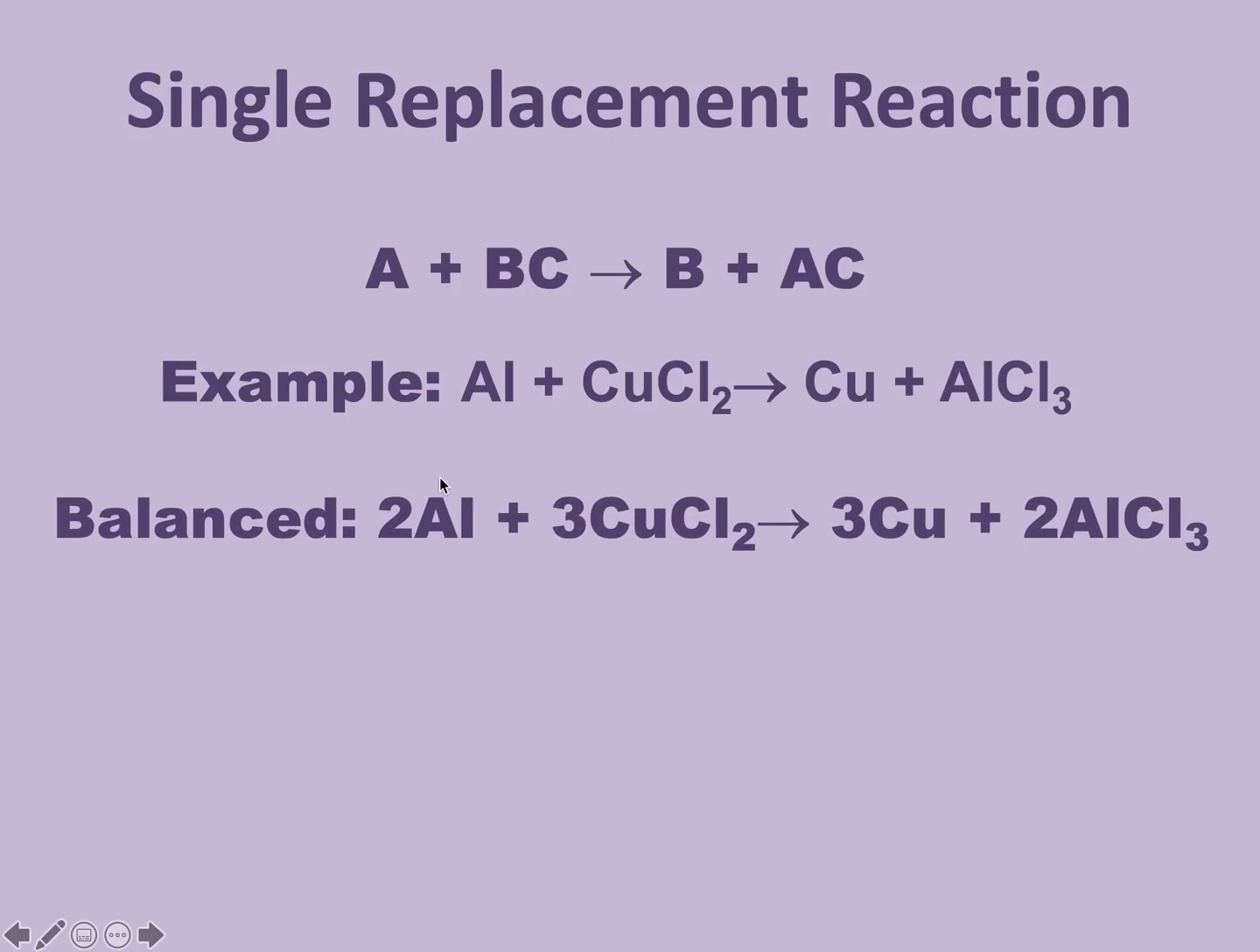So when we look at this, we would need 2 aluminums and 2 aluminums. I have 3 coppers and 3 coppers, and here's my tricky one. I have 6 chlorines on this side, and I have 6 chlorines on this side. So I am all balanced all the way.